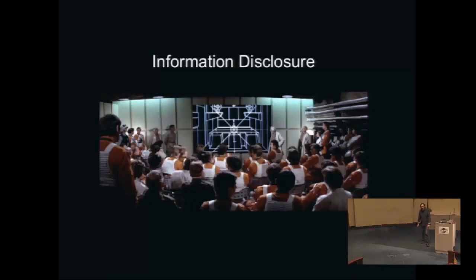The I in STRIDE stands for information disclosure. And whether what's being disclosed are the plans for a battle station, confidential information about your stock performance, or metadata, information disclosure is all about information that's not authorized to be out there in some way. Now, if you're paying attention, and I know it's early in the morning, you might notice that I don't have a Lego version of this.